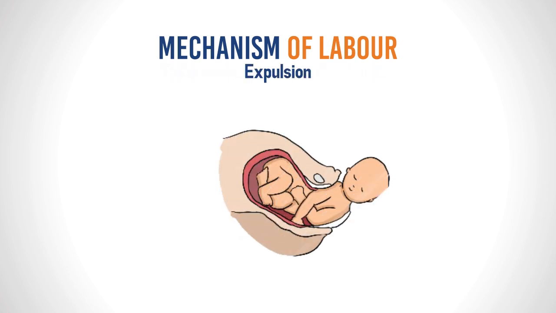Expulsion is the delivery of the rest of the fetal body, first with the anterior shoulder of the fetus just below the pubic symphysis, and then by a sweeping motion towards the maternal abdomen. The posterior shoulder and rest of the fetal torso is delivered.